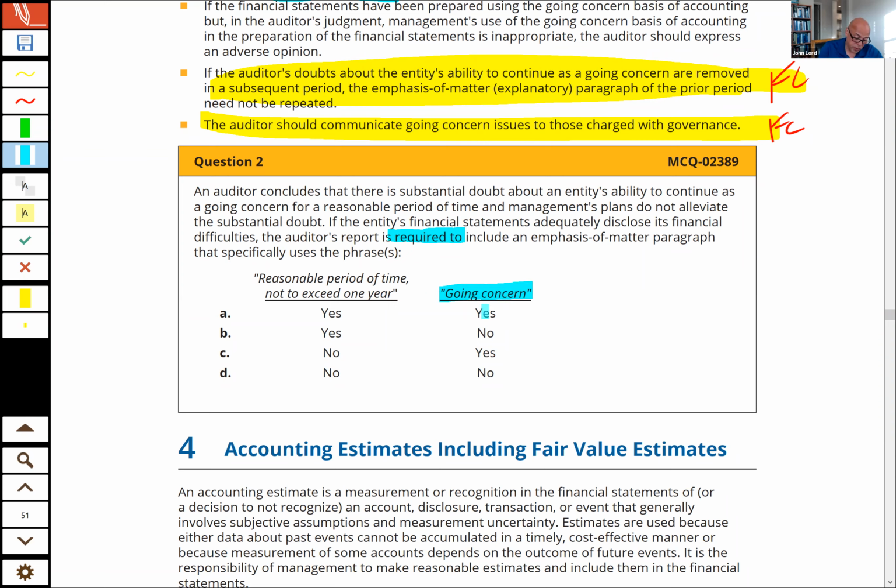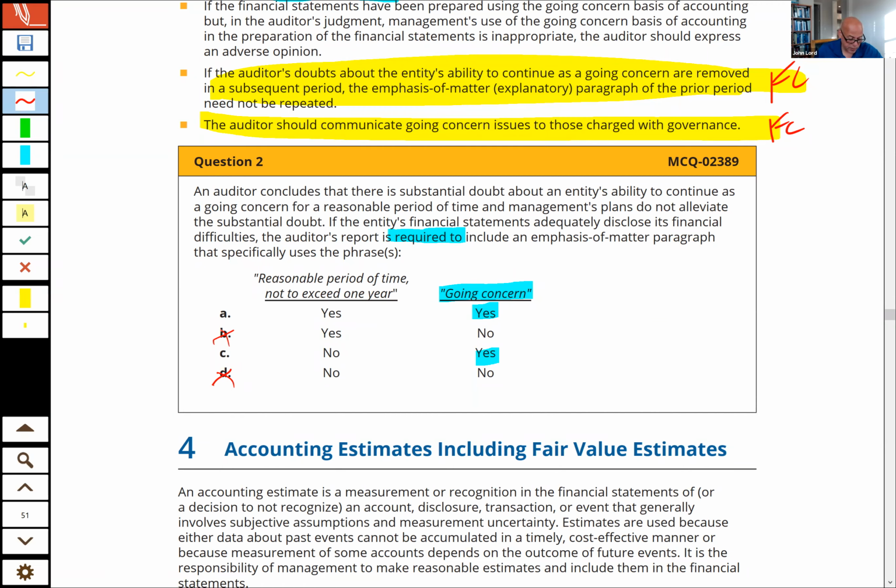So going concern, yes. So this is either what? A or C at this point. It's not D because it says no to going concern. It's not B because it says no to going concern. And I don't see substantial doubt in the other column.